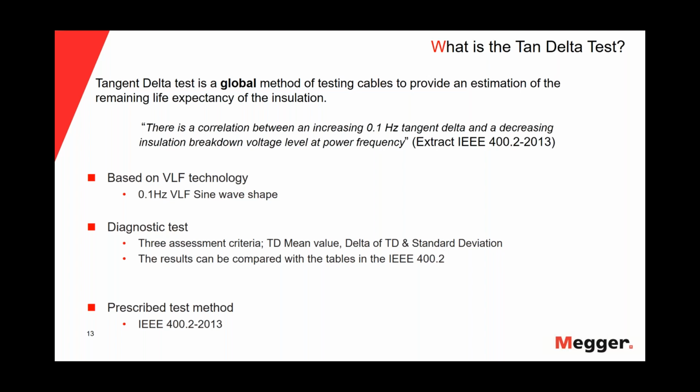Very important also for the tan delta test: as I said, we must use the BLF sine, and the frequency must be 0.1 hertz. We cannot decrease the frequency when we are doing a tan delta test. We can do that in the BLF test, but we cannot do that when we are doing a tan delta test. The frequency must be fixed, and it will be 0.1 hertz.